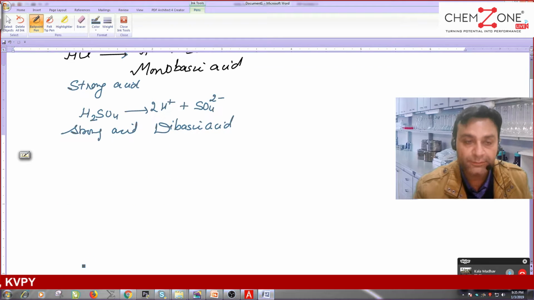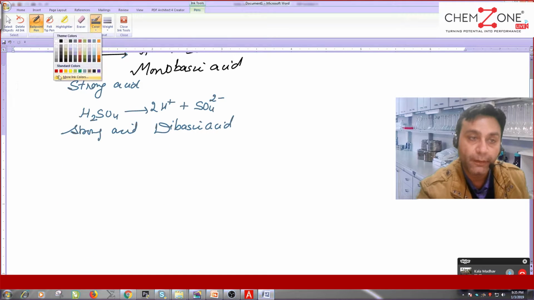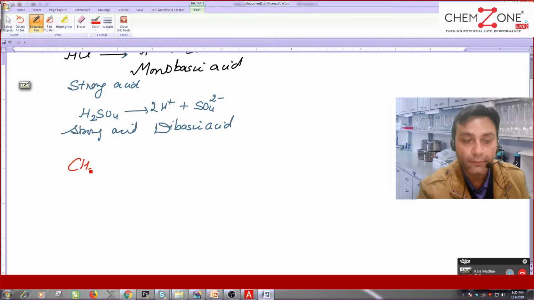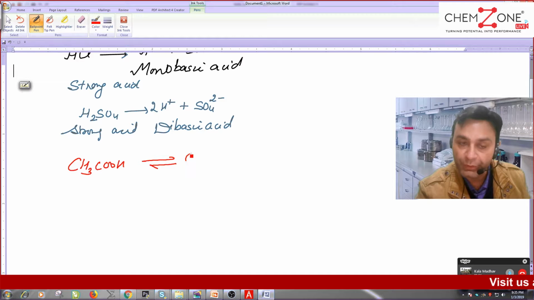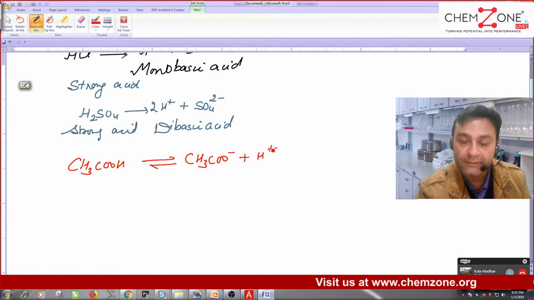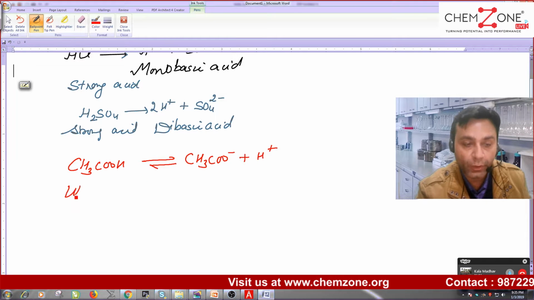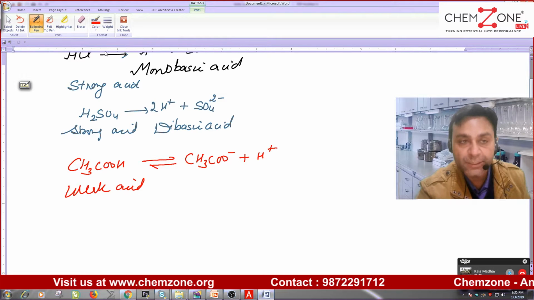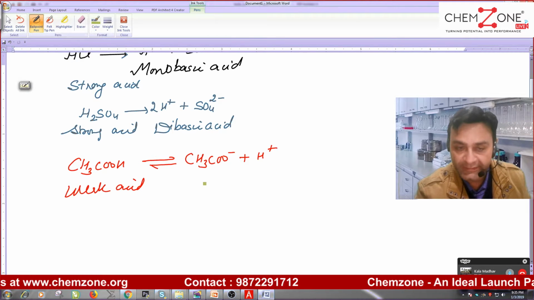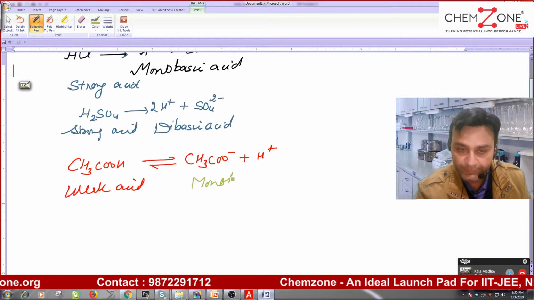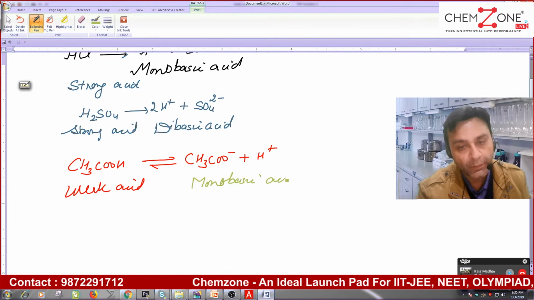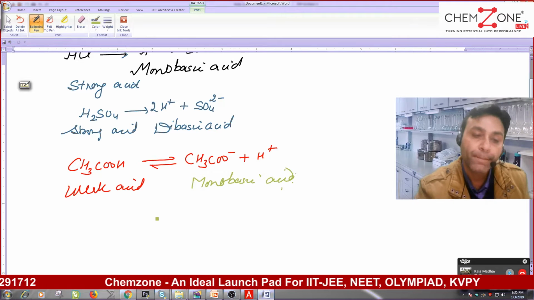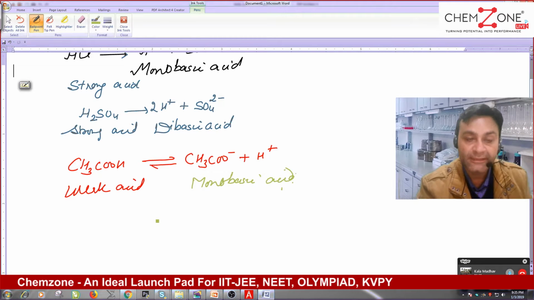But if we talk about this molecule now, that is acetic acid. This does not undergo complete dissociation. Means all the molecules do not dissociate in water. Some molecules remain undissociated, so we call this a weak acid. And it is giving only 1 H positive ion. Again we say this is a monobasic acid. Right? Getting me? So this is an acid.